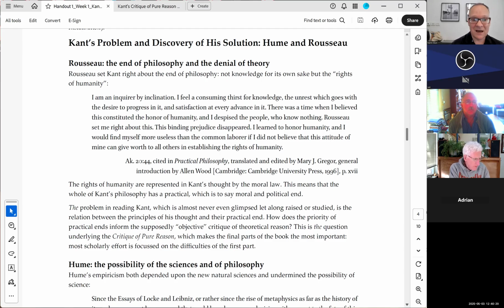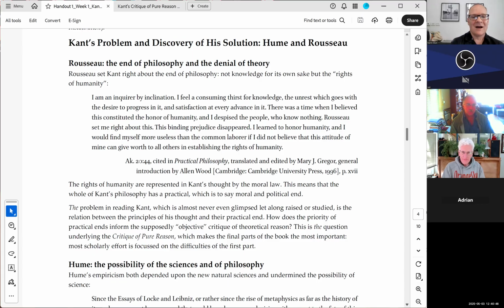So this is Kant. I am an inquirer by inclination. I feel a consuming thirst for knowledge. And like before, he said lust for knowledge. So we have natural inclinations, and he's going to end up saying morality requires you to control your lust, including your lust for knowledge. It's not so much your lust for something that makes you shoplift. That's not the main problem. The main problem is that you want to know things that can't be known.